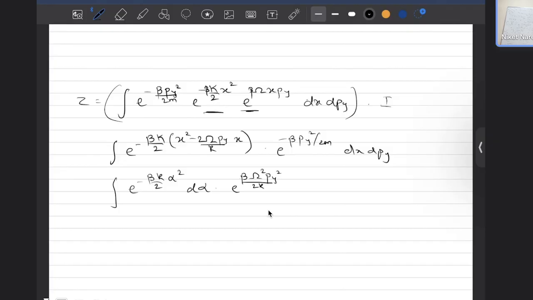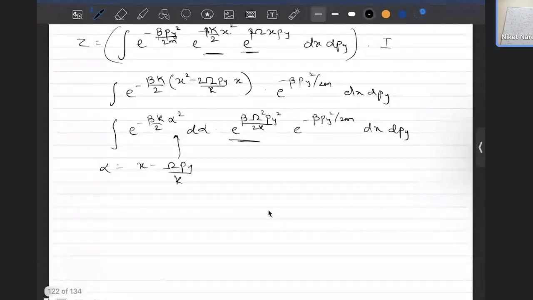Here I've taken this, you know what alpha is. Alpha is simply x minus omega py by kappa. Again, I've taken that only here. I've taken this term outside. 1 minus beta py square by 2m dx dpy.